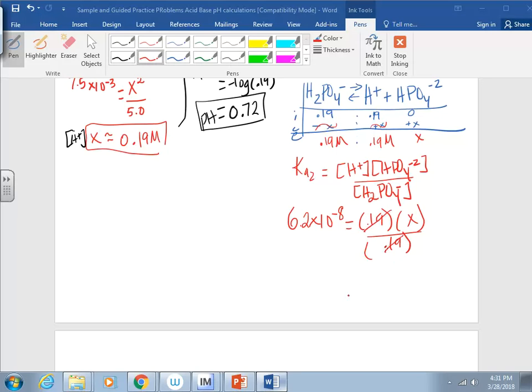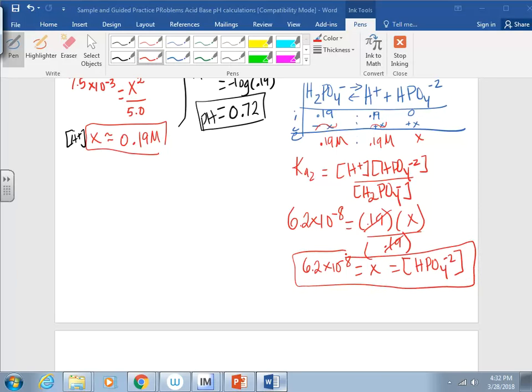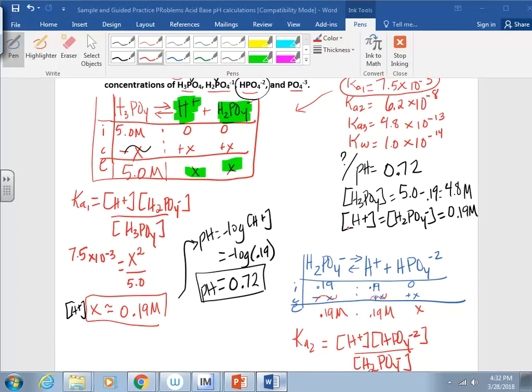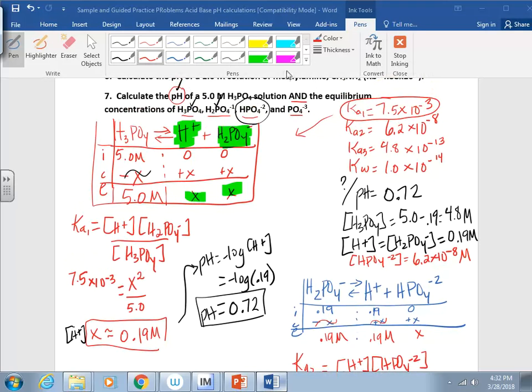Now notice these cancel, and that means that 6.2 times 10 to the negative 8 is actually equal to x, and x, remember, is the HPO4 minus 2 concentration. So now we have found that concentration. So let's come back up here. We're going to substitute that in as we write down the things we were looking for. So now we know HPO4 minus 2 is equal to 6.2 times 10 to the negative 8 molar. One last ion to solve for. So we've gotten this one.